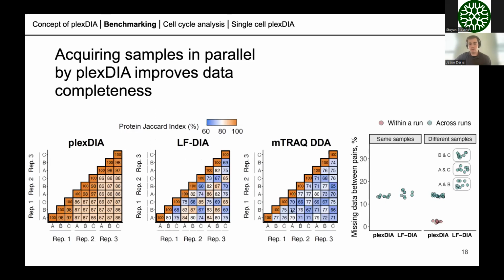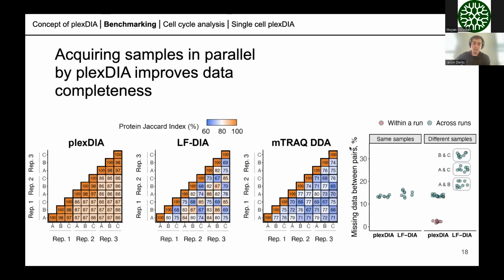But we also ran a shotgun DDA method. And we found, as expected, that shotgun DDA methods tend to be a little stochastic. You're not always going to sample the same precursors with each replicate. And so for that reason, the data completeness for a shotgun DDA method is lower than it is for a DIA method. And this is something that you would expect.